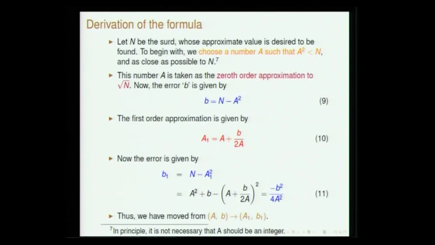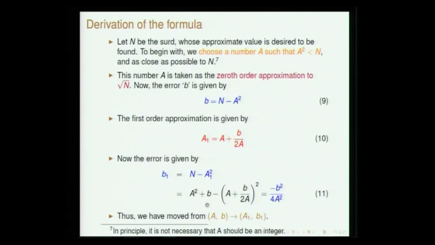This is like this. See, suppose you have root of 1 plus x kind of a thing. So as a first order approximation, 1 plus 1 by 2x, this is how we take it. The error at this stage is obtained by n minus a1 square. So 0th order it is, and first order it is. So b1 is this.